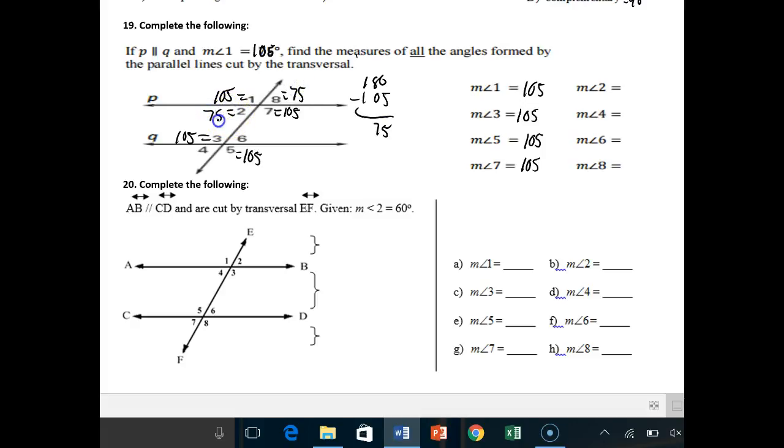Vertical relationship with 8 and 2, alternate interior with 2 and 6, vertical with 4, or corresponding with 2, alternate exterior.